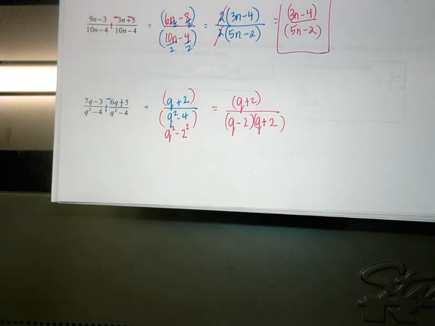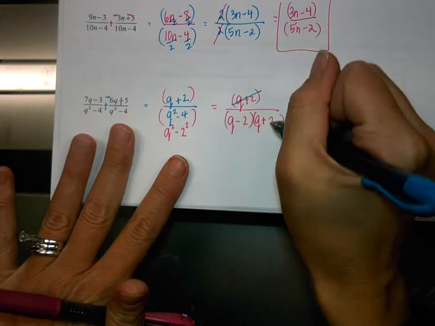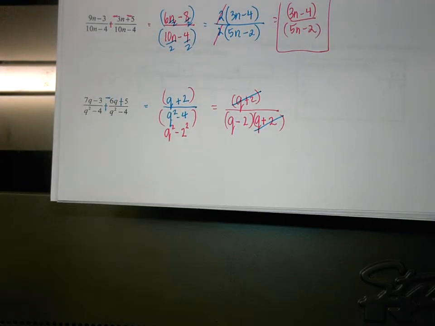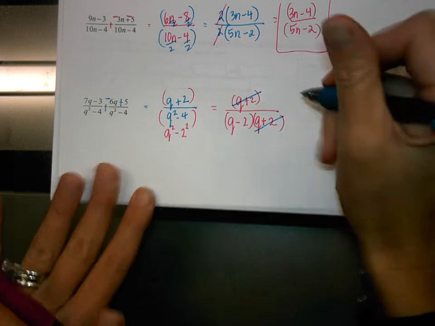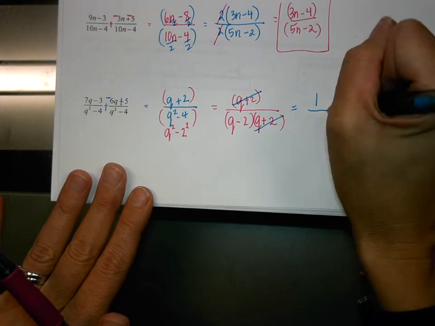Are there like terms that I can reduce? Yeah. The q plus 2's, they're exactly the same, so I can cancel them. If there's nothing left on top, what is there? 1 over.